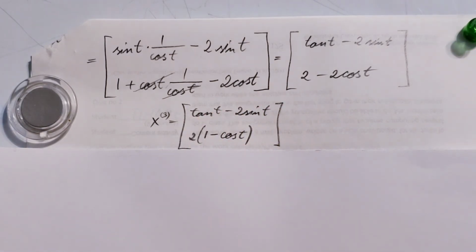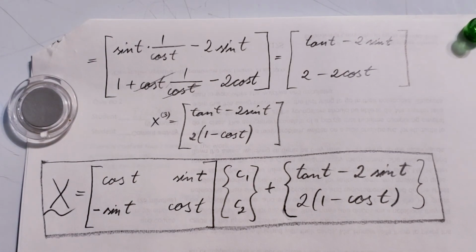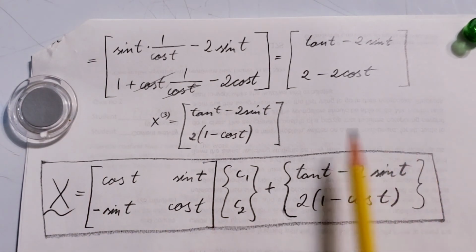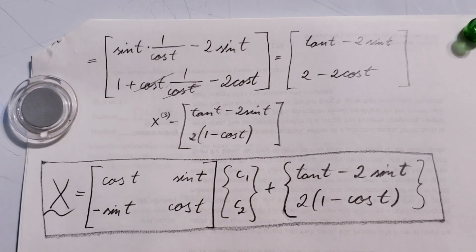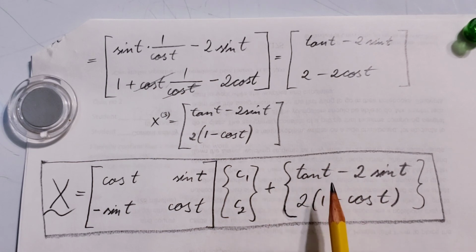And all there is left to finally conclude this problem is to write up our final solution. The x vector equals our first homogeneous solution that we have found, the phi matrix times our constants c1 and c2, plus the part that represents the particular solution from here: tangent t minus 2 sine t, 2 times 1 minus cosine t.